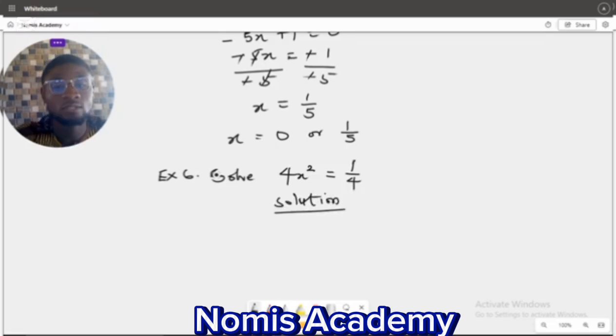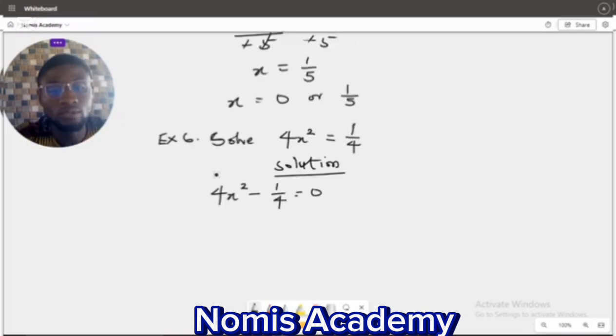So the first thing we are going to do is to make it look like a quadratic equation for real, so that 4x squared equals 1 over 4 will be written as 4x squared minus 1 over 4 equals 0. I believe you understand that. So having known this, I can take perfect square.